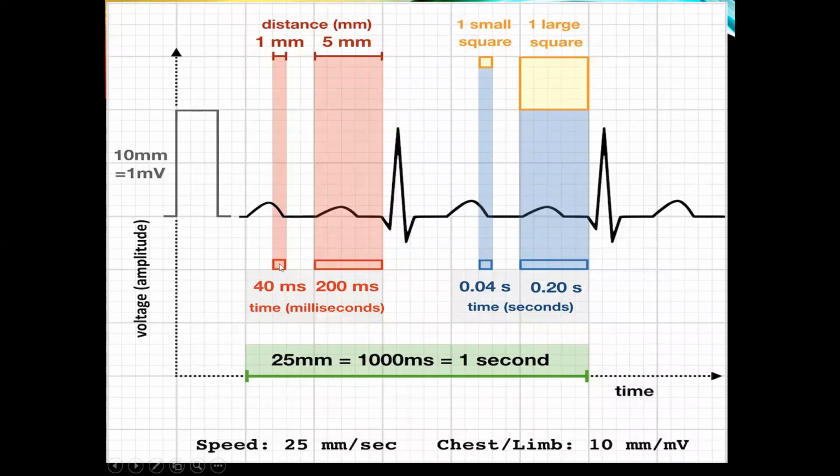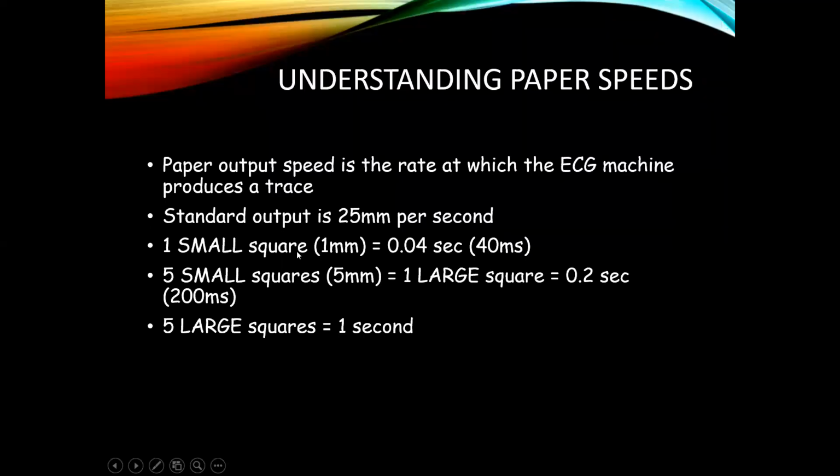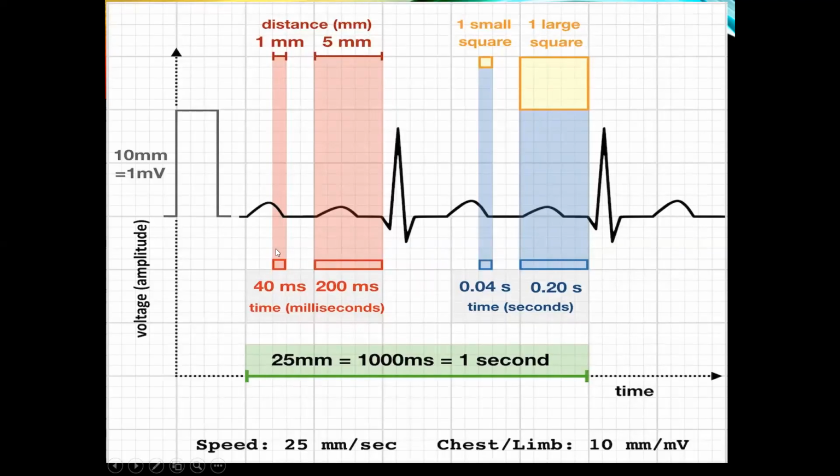So let's look at this. This is one small box, right, which is 1 millimeter. This is 0.04 seconds or 40 milliseconds. Then 5 small boxes, or we can call this one large box, is 0.2 seconds or 200 milliseconds, okay? Then we talked about 5 large squares being 1 second. So starting from here, 1, 2, 3, 4, 5. So 5 large boxes make 1 second, okay?